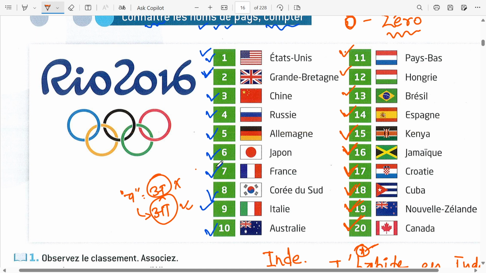You can see the flags and by that also you can get the meaning, but let's read them and I'll get you the meaning. So first word is Etats-Unis, United States. Okay, Etats-Unis. Grande-Bretagne, basically Great Britain. Okay, perfect. Next is Chine. Read after me, don't worry. You guys can speak after me. Chine.